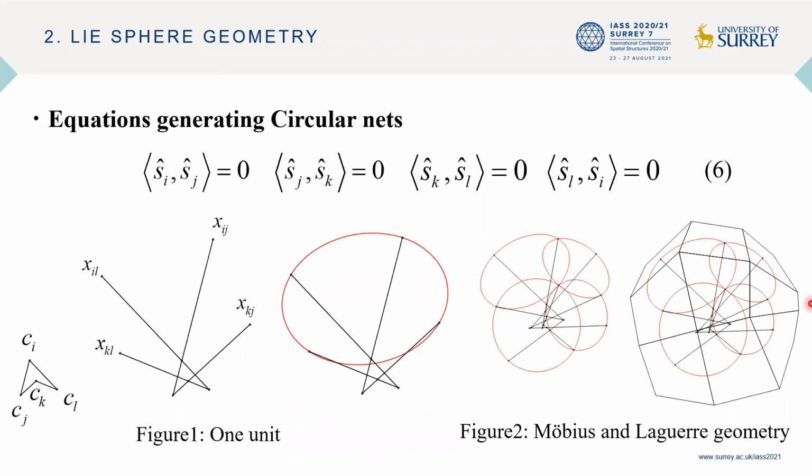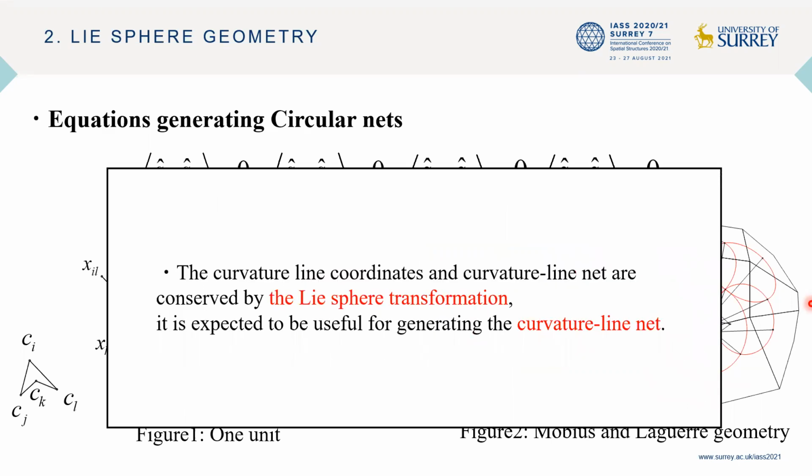These equations are fundamental equations to generate circular nets. The left side figure shows one unit of circular nets. When four center points of spheres are given, by solving equation 6, we can generate one circle of the net. The right side figure shows Möbius and Laguerre geometry. The Lie sphere group contains Möbius transformations as well as Laguerre transformations. Curvature line coordinates and curvature line nets are conserved by Lie sphere transformation. It is expected to be useful for generating curvature line nets.